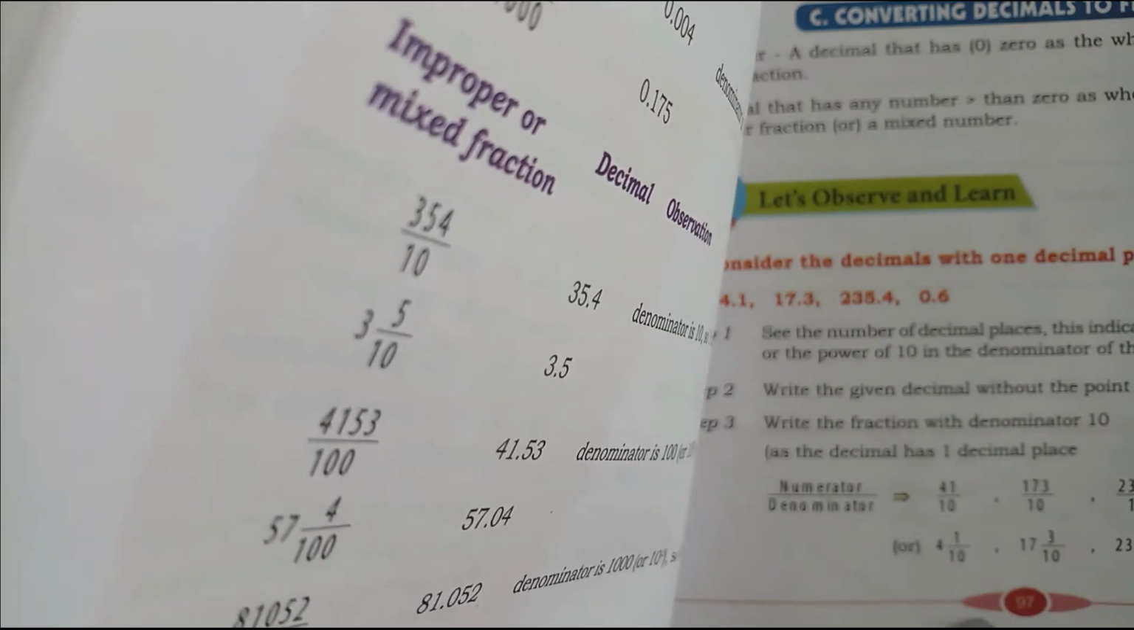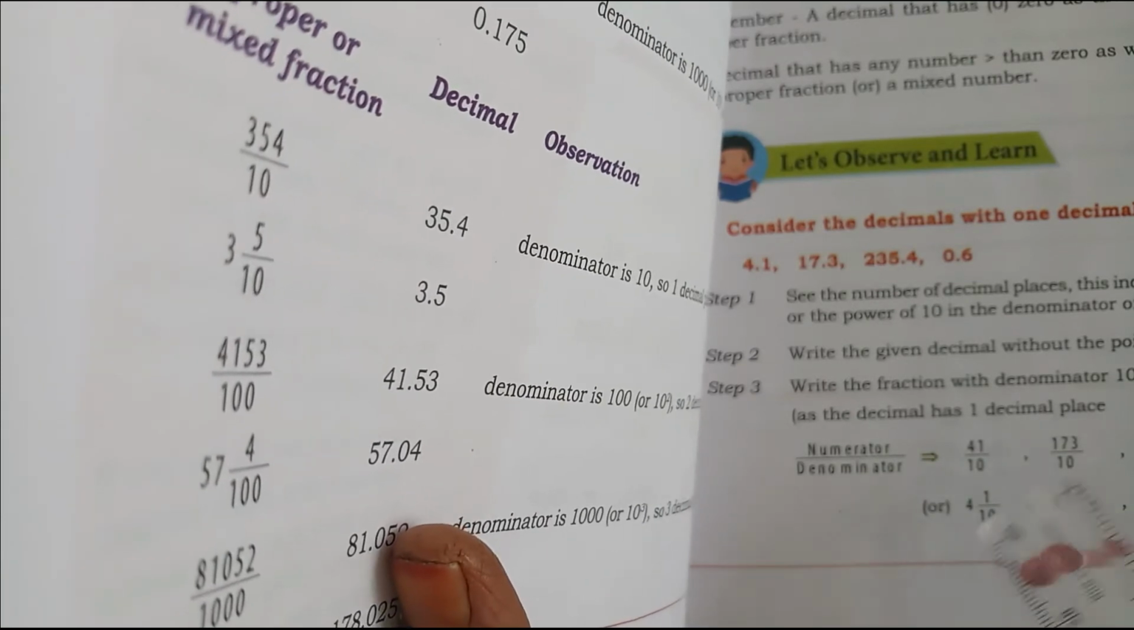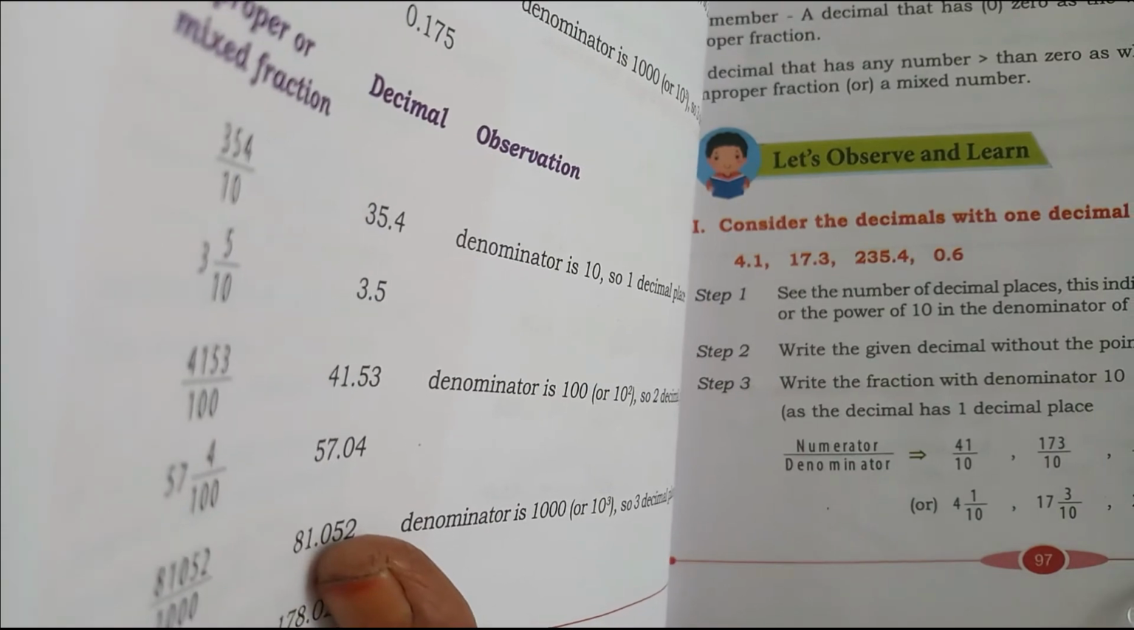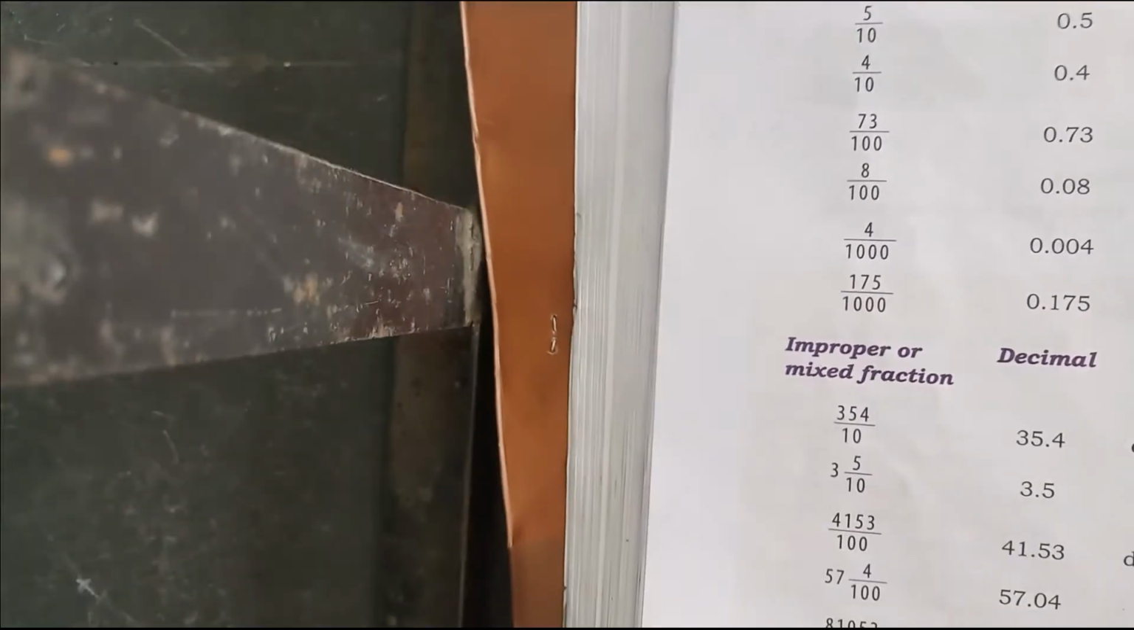Or in the mixed fraction also we can write, that is a little bit lengthy, like 4 1 by 10, 17 3 by 10, 235 4 by 10 and 6 by 10. Now move to the next page.